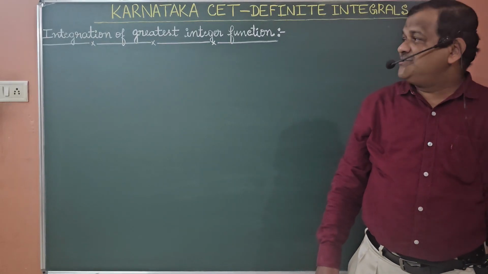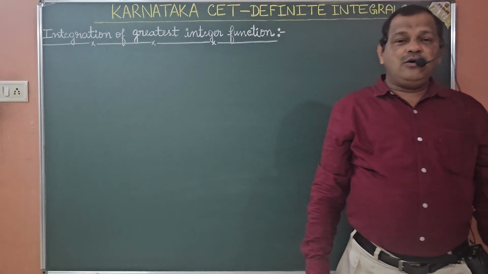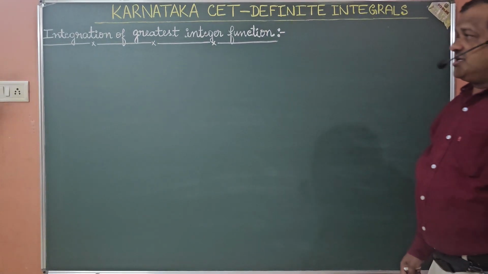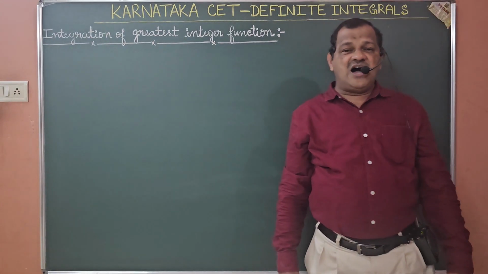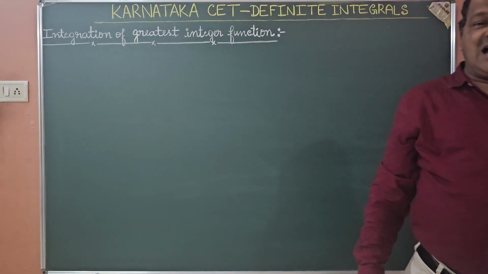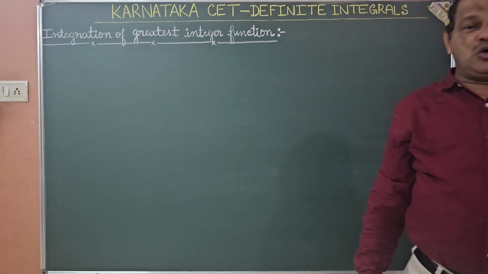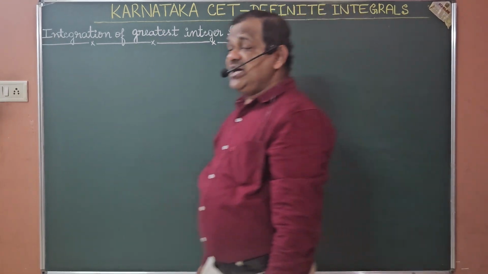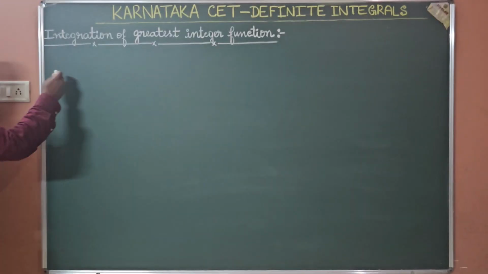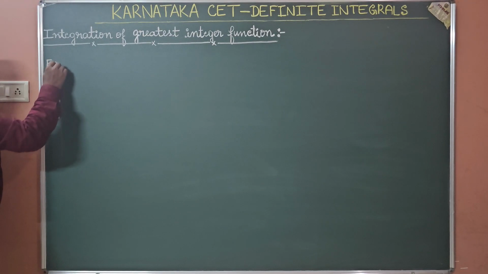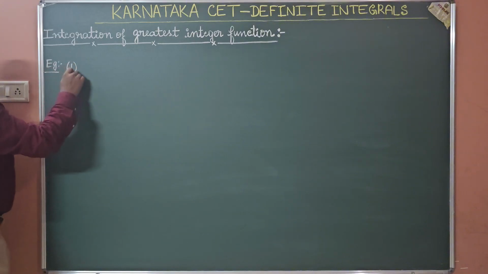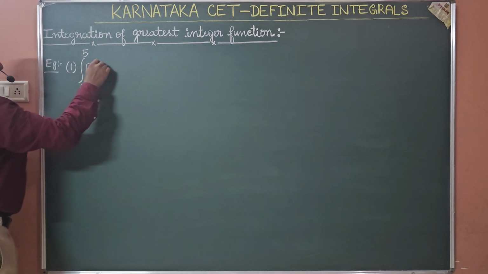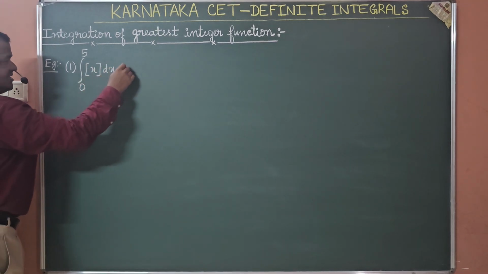Good morning, dear students. Today we will have one of the CET shortcut methods, that is integration of greatest integer function short trick I would like to introduce. But before I introduce the short trick, let me start with an example. Assume first one, integration from 0 to 5, greatest integer function of x dx.